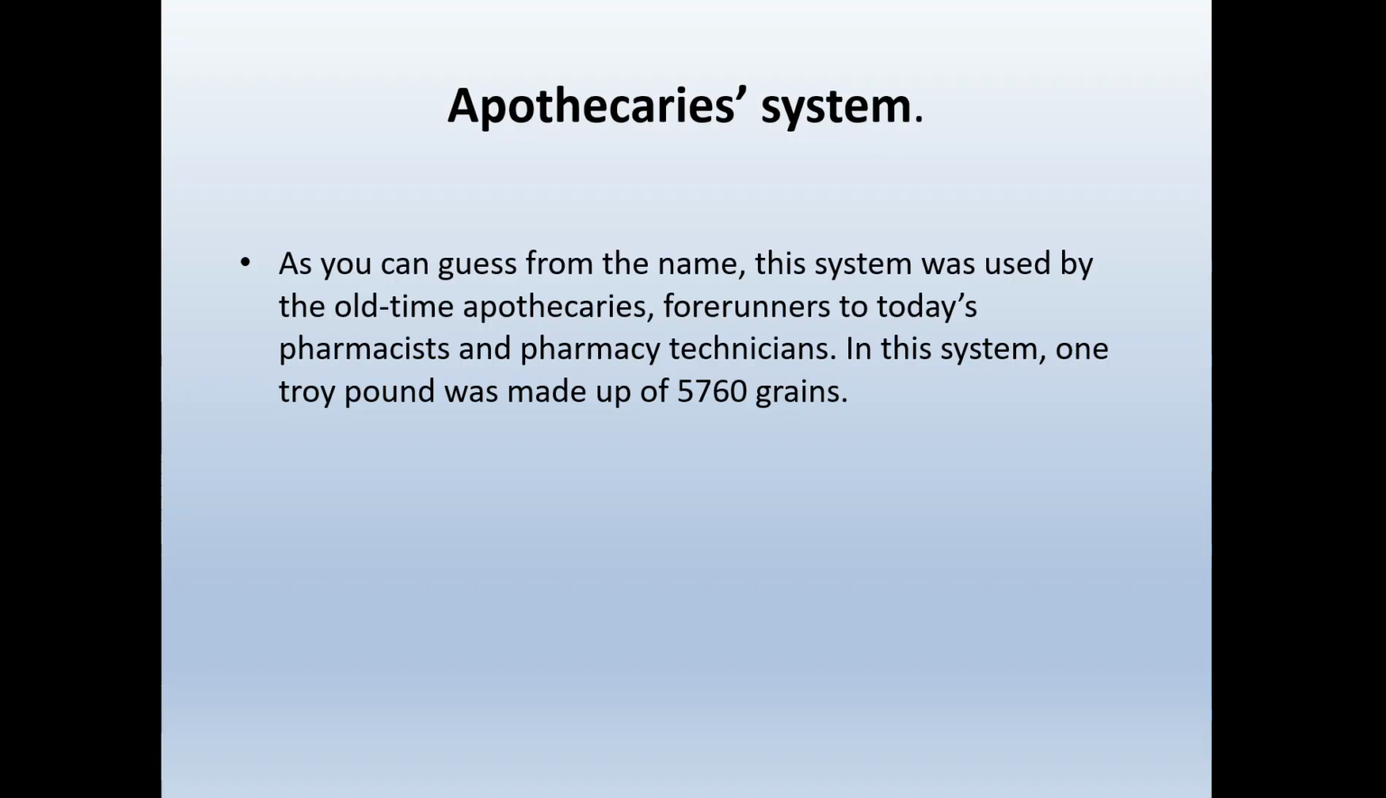Then the apothecary system. Now, that's the second one. Now, the apothecaries, that's the old name of pharmacists, right? This system was used by the old-time apothecaries. That's the old-time pharmacists, forerunners of today's pharmacists and pharmacy technicians. In this system, 1 troy pound was made up of 5,760 grains.